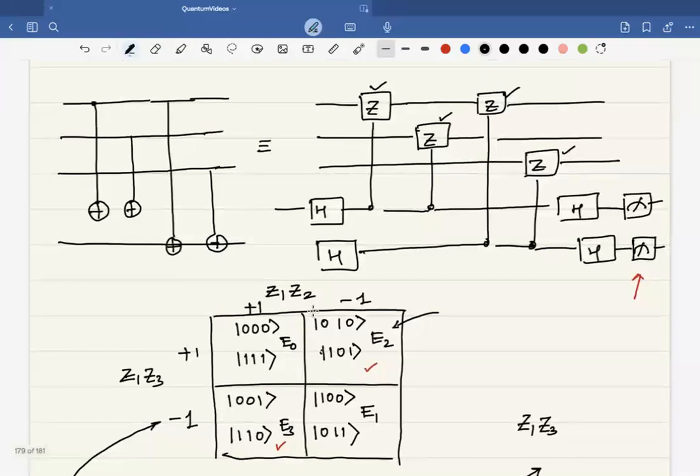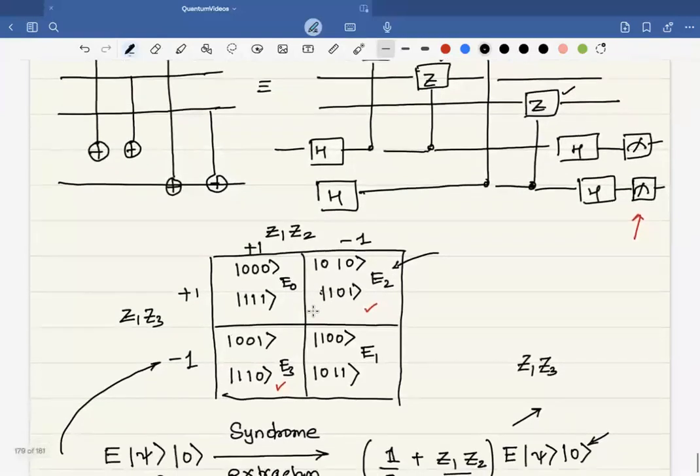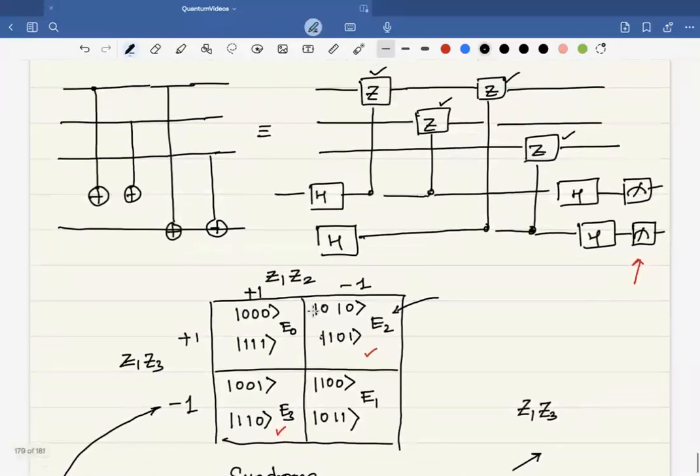And so there is a very beautiful theory of these error correction codes, which are stabilizer codes. So this points to the stabilizer codes, which we will talk about in some other video. For now, we'll move on to the Shor code, which corrects both the bit flip and the phase flip errors.